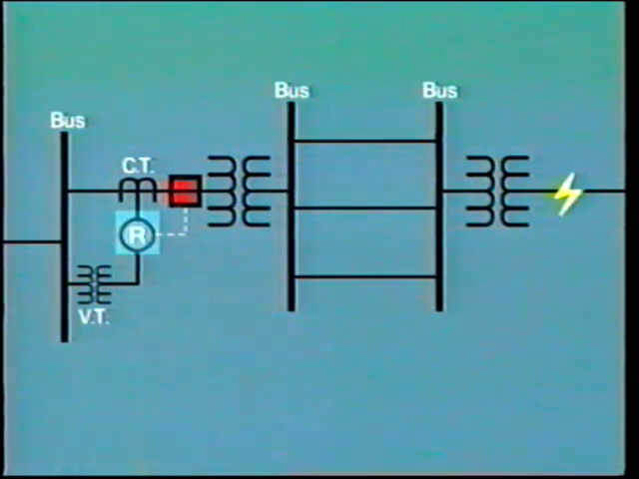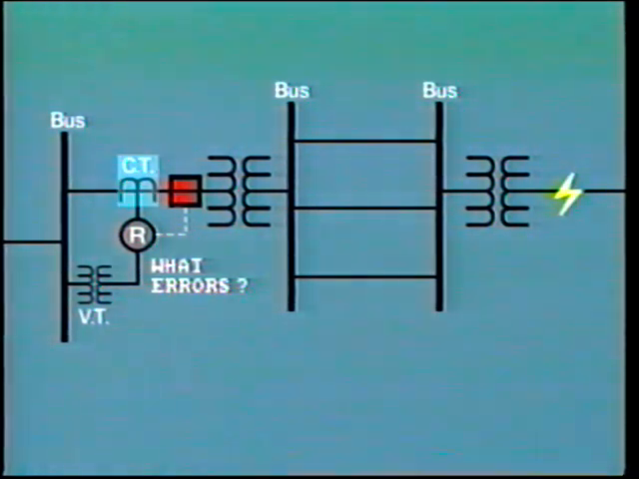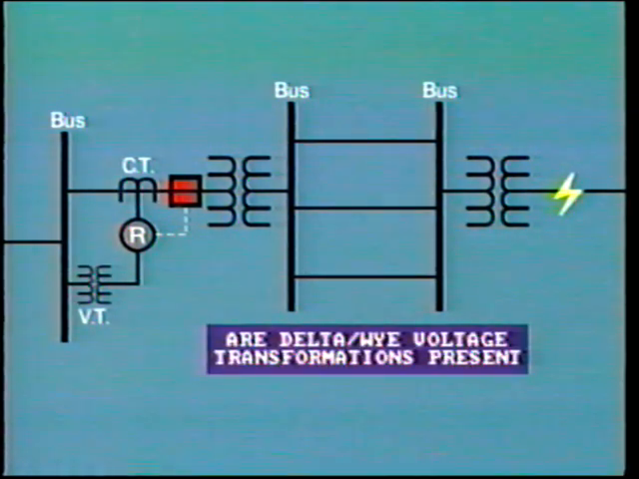Where is the relay located in relation to the fault? What errors are introduced by the measuring circuit, CTs and VTs? Are delta-Y voltage transformations correctly allowed for in both the primary circuit and the measuring circuit? This factor may affect distribution of fault current.